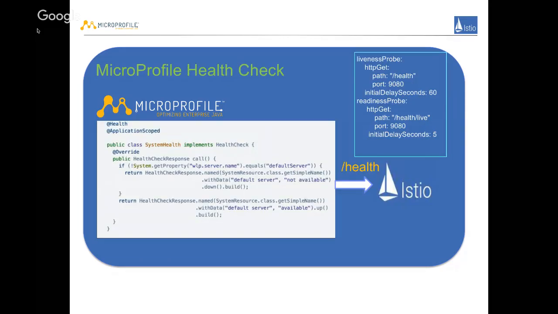For health check and the MicroProfile health on the left, you can specify the health procedure. You can implement the health check with the annotation @Health, and you can put your health procedure algorithm there. And then in Istio, you can directly configure the liveness and readiness probe, which can directly poke the URL, for example.